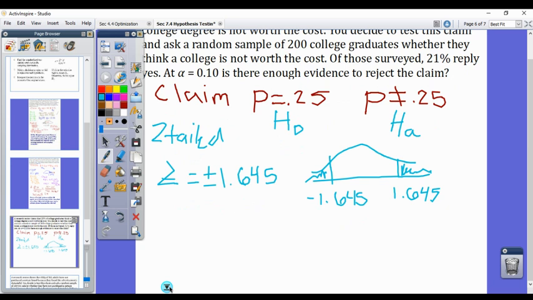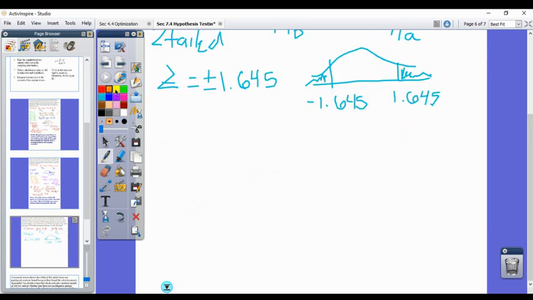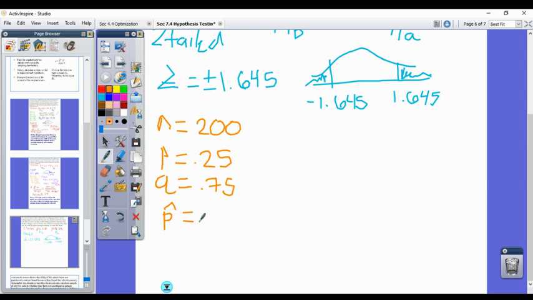So first we need to perform our check. So in this case, we have N is 200. P is 0.25. Q is 0.75. We know that we had 21% reply yes. So P hat is 0.21.